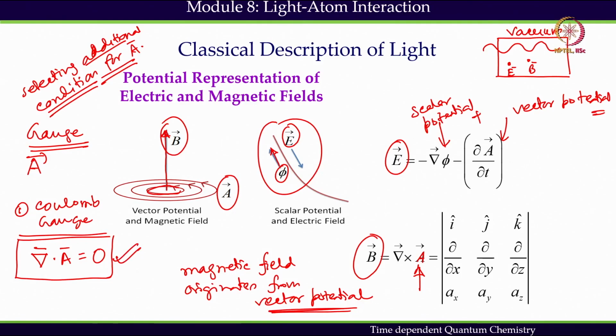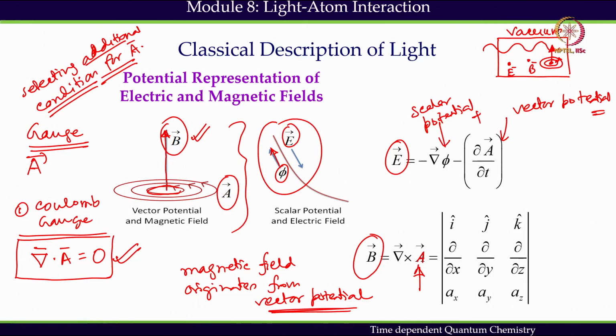So if it is divergenceless, it is purely rotating in nature, and that's why we have shown this figure. It is purely rotating in nature, and the curl of A is going to be the B field. So at every point in this vacuum, we have a rotating vector potential field, and the magnetic field would be perpendicular to the plane of this vector potential field.